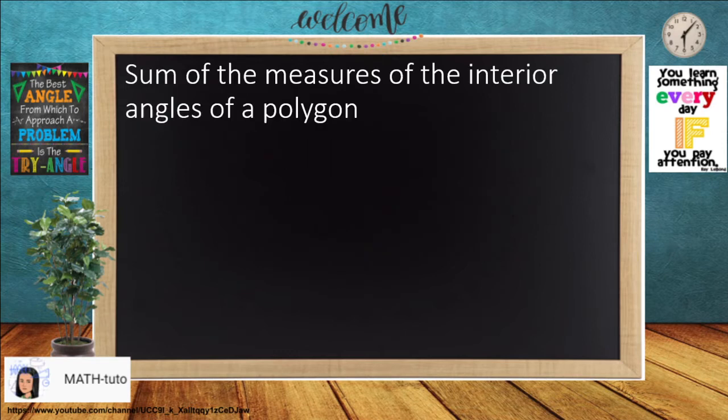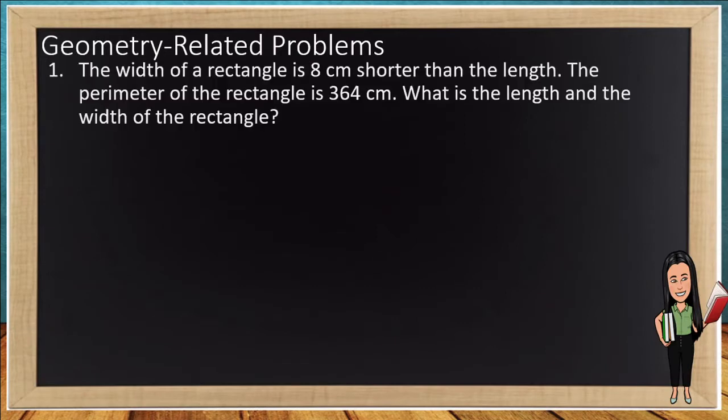Okay. Sum of the measures of the interior angles of a polygon. Siguro, pumili tayong dalawang polygon, yung triangle, sum of the measurement of the angles is 180 degrees, and then yung quadrilateral naman, 360 degrees yung sum ng measure of the interior angles. Yung mga concept na yan, gagamitin natin yan in solving word problems that are related to geometry.